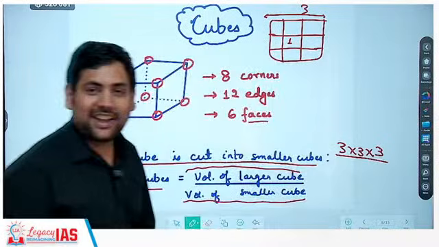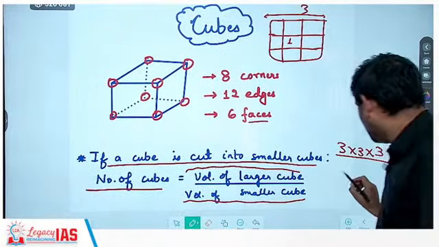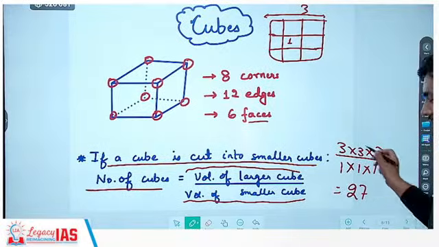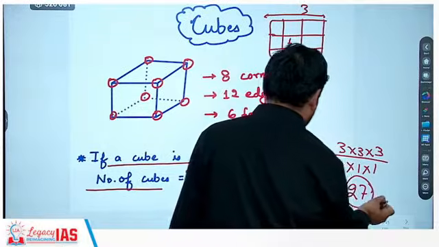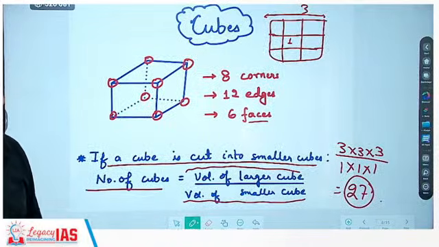Correct? And the smaller cube volume is what? Because it has all the sides as 1, 1, 1, so it becomes 1 into 1 into 1. The answer becomes what? 3 into 3 into 3, that is 27. 27 by 1, 27. So there are 27 small cubes that you can have.